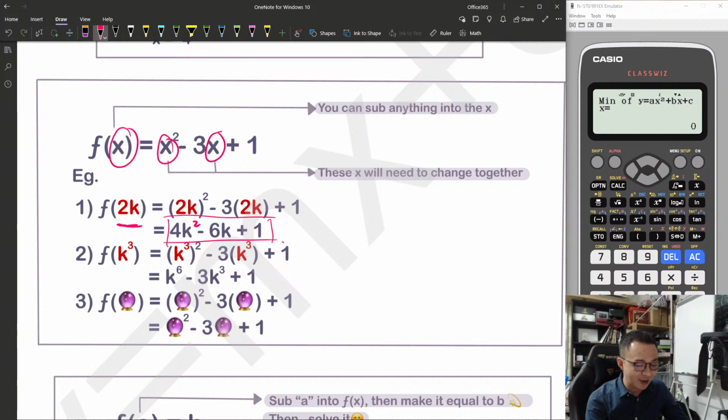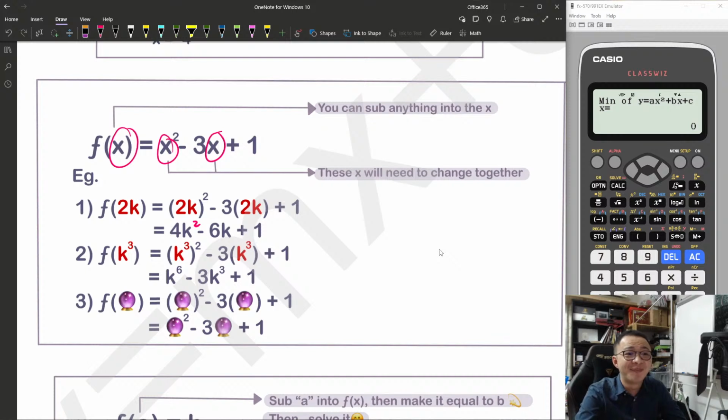So you can see after I expand, I will get something like this. Or I can even substitute k cubed into my x, then my whole equation will become something like this. Or I can even substitute some cartoon here into all my x, then the whole equation will be, I'm not sure what this is. Is it a crystal? I don't know. So it becomes crystal squared minus 3 crystal plus 1. So if you understand I can substitute anything into x, then I can make the thing more complicated.